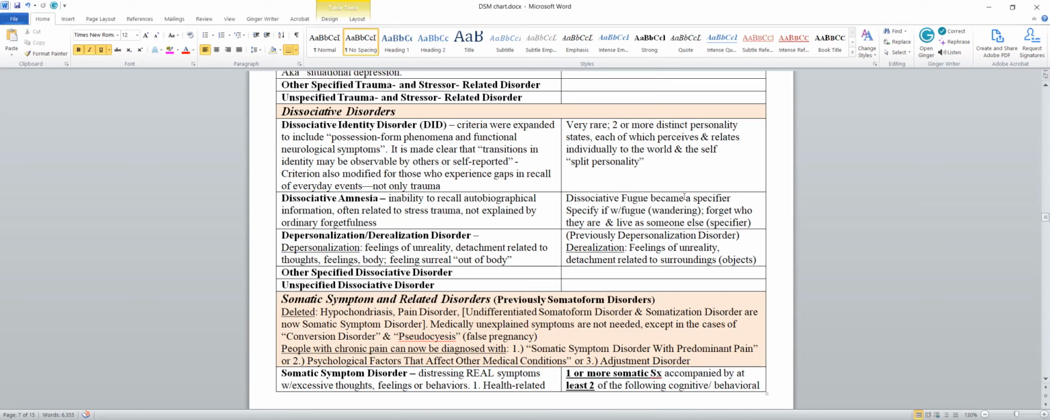Depersonalization/derealization disorder. Depersonalization is feelings of unreality, detachment related to thoughts, feelings, body, feeling surreal, out of body. Derealization is feelings of unreality, detachment related to surroundings or objects. This was previously just depersonalization disorder, but now it's depersonalization/derealization disorder.